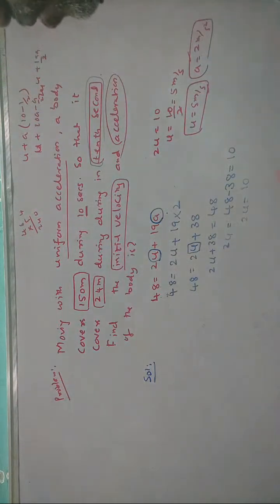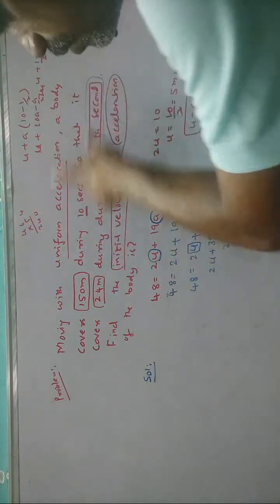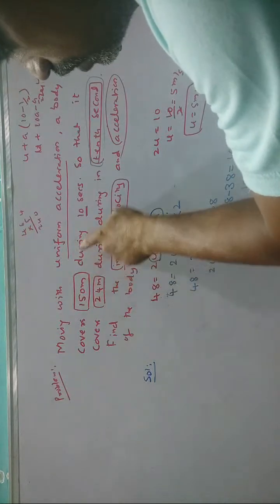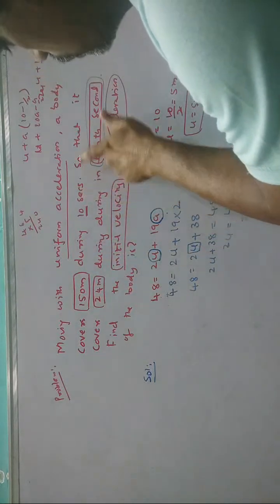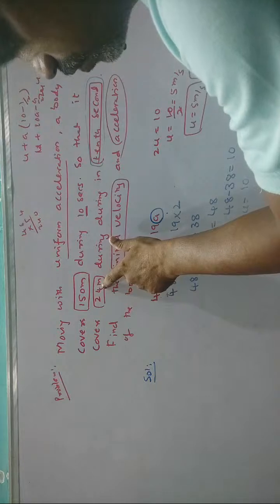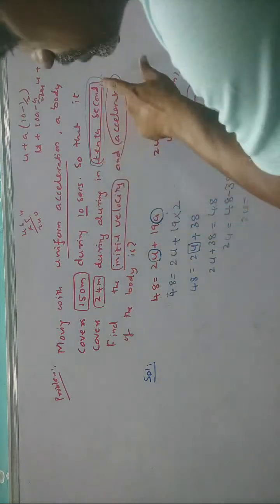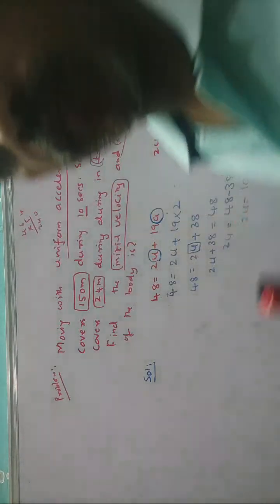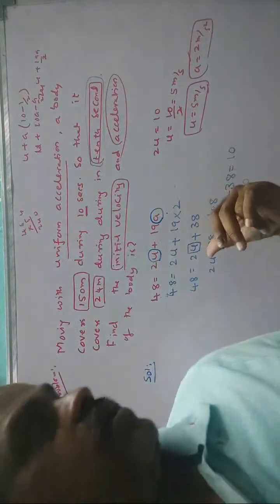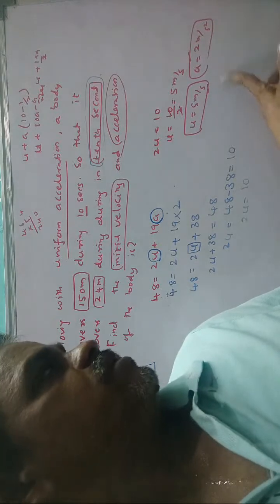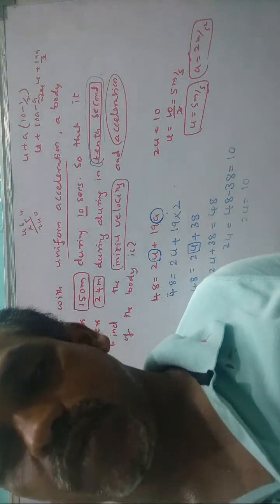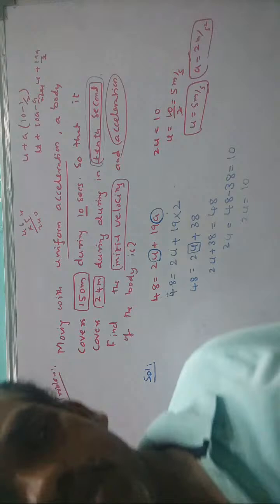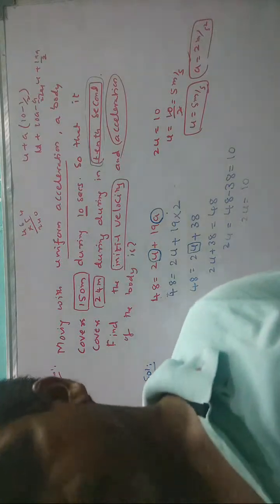So the question is, moving with uniform acceleration, a body covers 150 meter during 10 seconds, so that it covers 24 meter in its 10th second. Find the initial velocity and acceleration of the body. We got two values here, u equal to 5 meter per second, a equal to 2 meter per second square. Have you understood? Just message me yes.